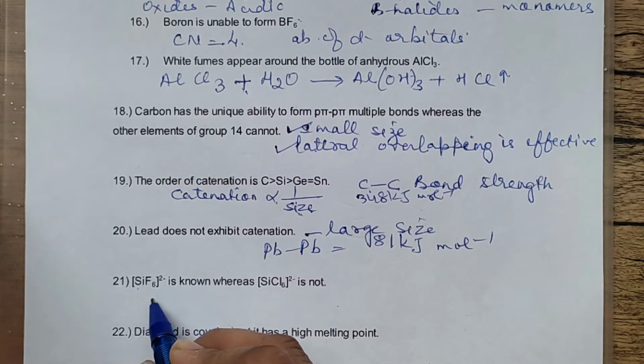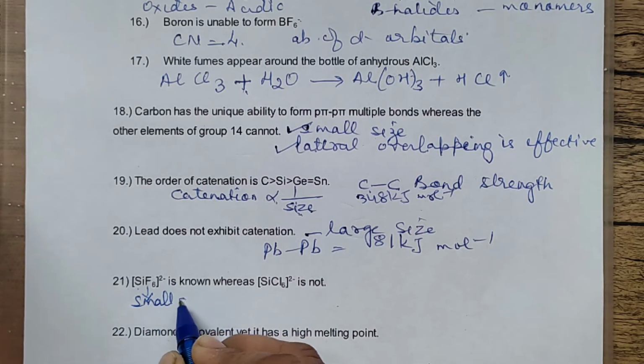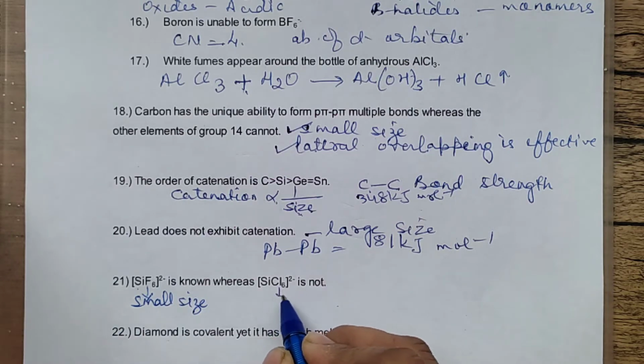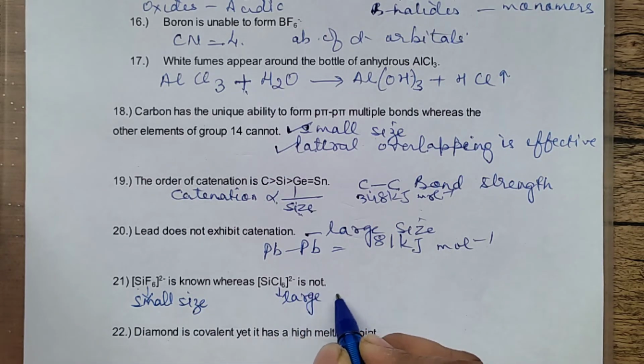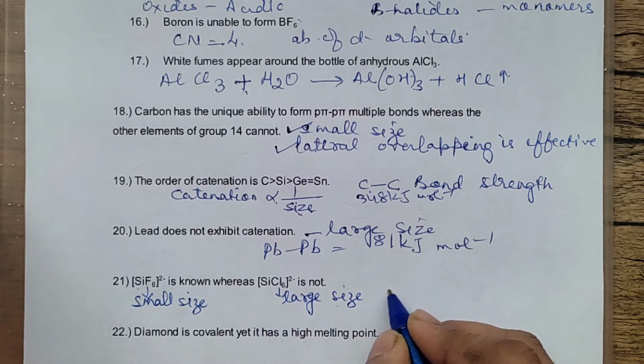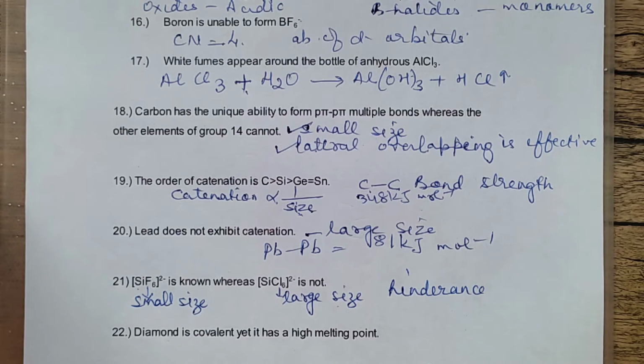With fluorine it is capable of making such a compound, with chlorine it is not, because fluorine is small in size. Because it is small in size, 6 small fluorine atoms can surround silicon, whereas chlorine is larger in size, so it is not possible for 6 chlorine atoms to surround silicon. There will be steric hindrance. Due to hindrance, the 6 chlorine cannot surround silicon even though there is availability of d orbital.